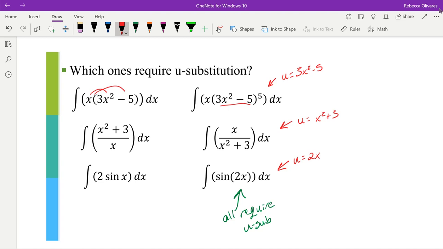Now for the left-hand side, in order to integrate there, I would just distribute the x. For this middle function, I would split that up as x squared over x plus 3 over x, simplify, and then do the integral. And for this one, this is just a product of two functions, so you actually can just do the antiderivative of 2 sine of x, which would be pretty easy.